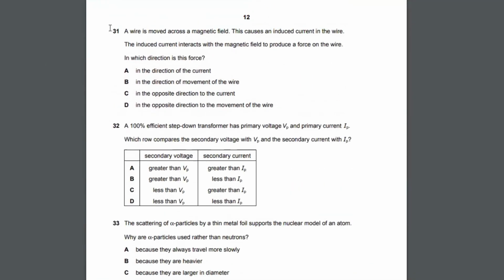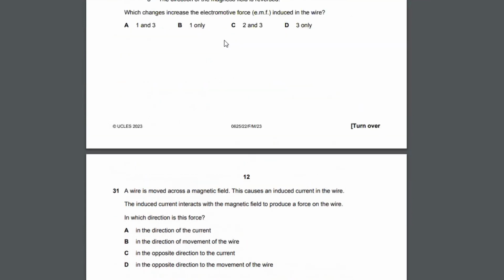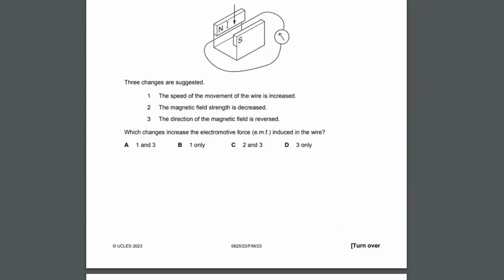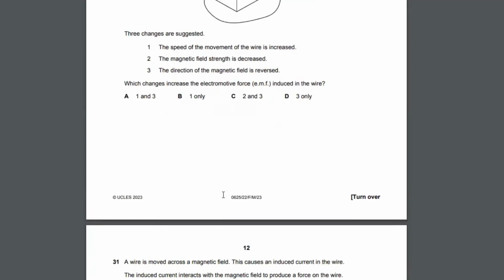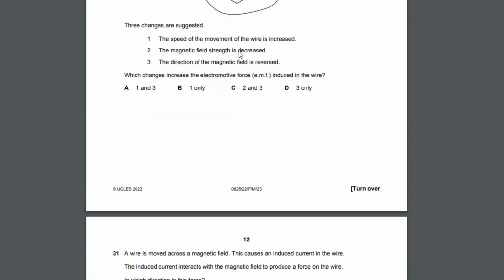Next, a wire is moved across a magnetic field. This causes an induced current in the wire. The induced current interacts with the magnetic field to produce a force on the wire. In which direction is the force? The wire is moved across a magnetic field. Let's use an example for this. The wire is moved across a magnetic field, perpendicular. Let's draw the magnetic field.